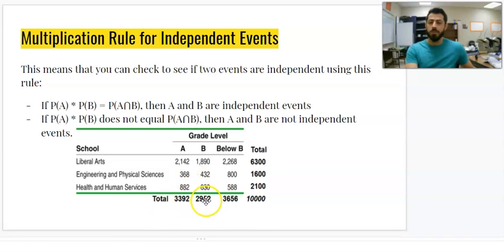If those two numbers multiplied together equal 882 over 10,000, which of course is the probability of A and B in this case, then they're independent events. If it doesn't, even if it's off by a little bit, then they're not independent. One depends on the other. So, a little bit of math.